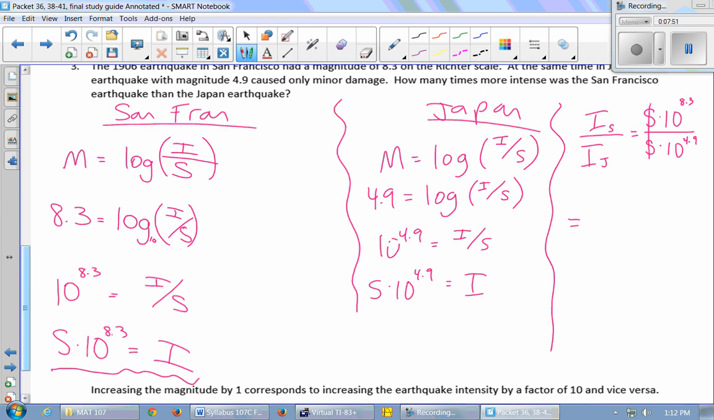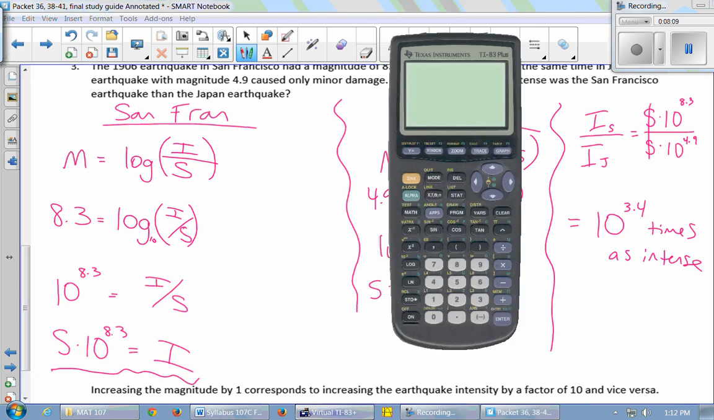So 8.3 minus 4.9, that would be 3.4, right? 10 to the 3.4 times as intense. And let's just get a number for that so we can make sense of it. 10 raised to the 3.4 is 2,512 times as intense.